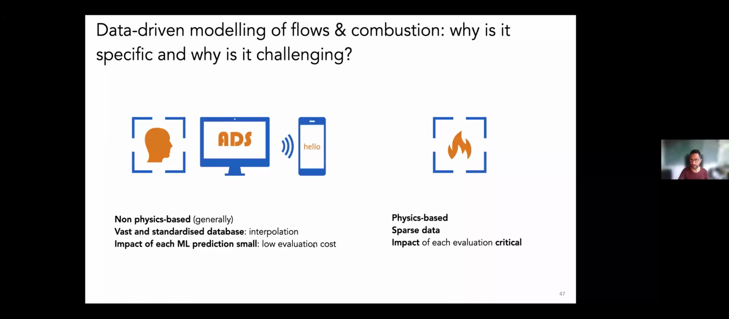But here, in our cases, we have very computationally intensive simulations. They are physics-based, and the data are sparse in the sense that maybe we have a lot of data for specific conditions. Think about DNS. And then we do not have enough data at all the Reynolds numbers, all the Damköhler numbers, all the Karlovitz numbers that we would need.